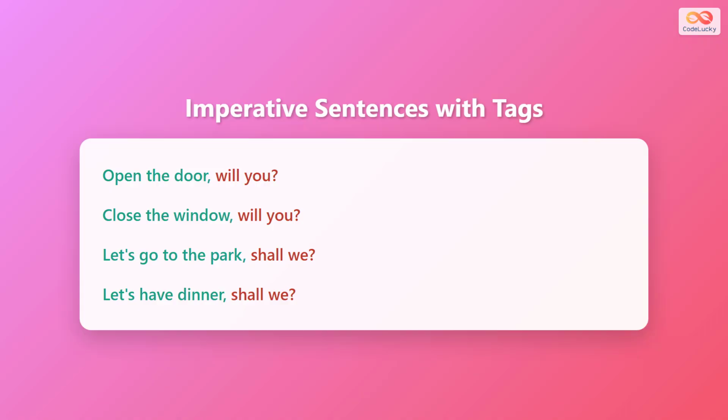Commands and suggestions use special tag questions. For regular commands use will you. Open the door, will you? Close the window, will you? For let's suggestions use shall we. Let's go to the park, shall we? Let's have dinner, shall we?